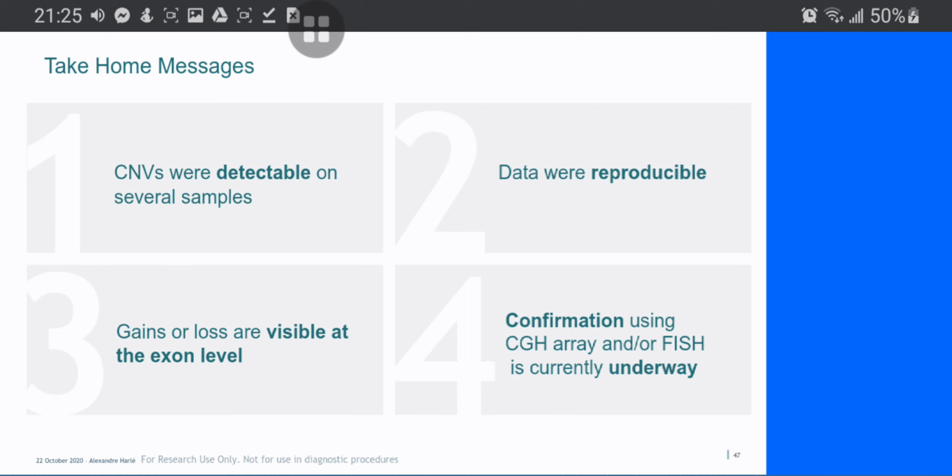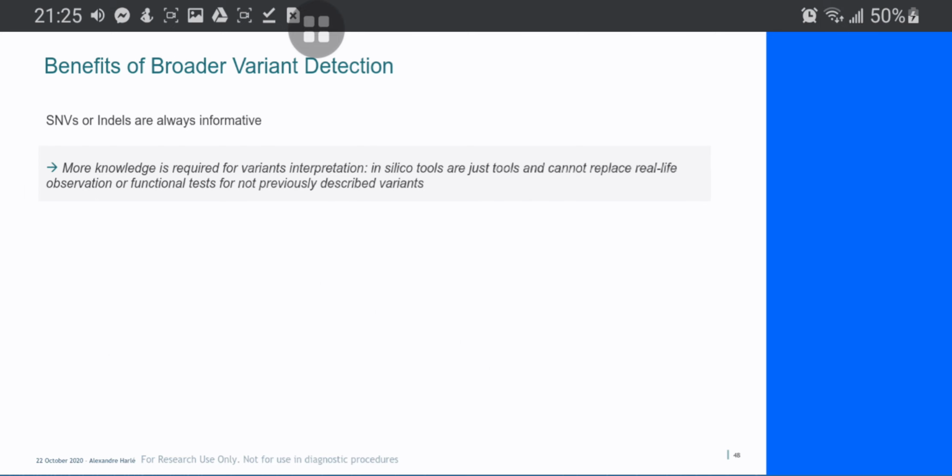So what are the benefits of broader variant detection? Of course, SNVs or indels are always informative, but more knowledge is required for variant interpretation. In silico tools are just tools and cannot replace real-life observation of functional tests for previously undescribed variants. So when you find a variant that is already identified in class and already identified in the database, it's quite easy to predict what will be the effect on HR repair. But most of the time, since these genes are quite new for people who are sequencing tumors, it's quite difficult to make the prediction to know whether HR will be proficient or deficient.